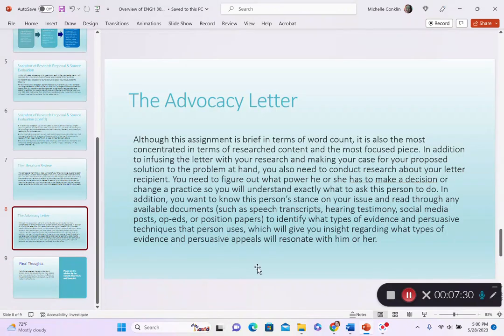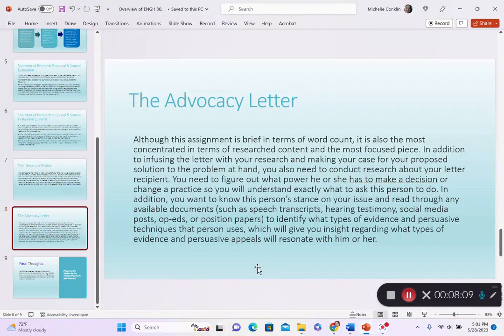And then finally, we have the advocacy letter. Although this assignment is brief in terms of word count, it is also the most concentrated in terms of research content and the most focused piece. So you have to think in terms of, you have a limited amount of space in which to capture the reader's attention. You want to make the most focused, in-depth argument possible so that your reader will see that you have brought the receipts, you are prepared, you are knowledgeable, you know this topic inside and out, and therefore you should be taken seriously.